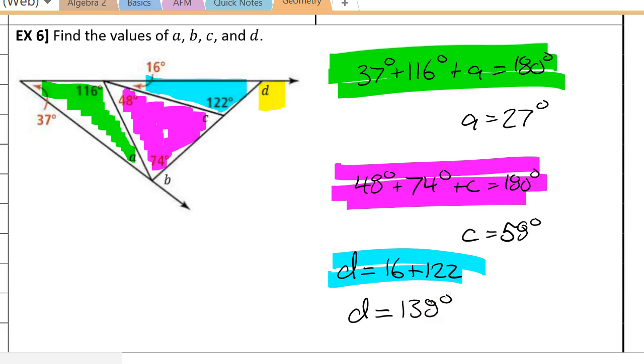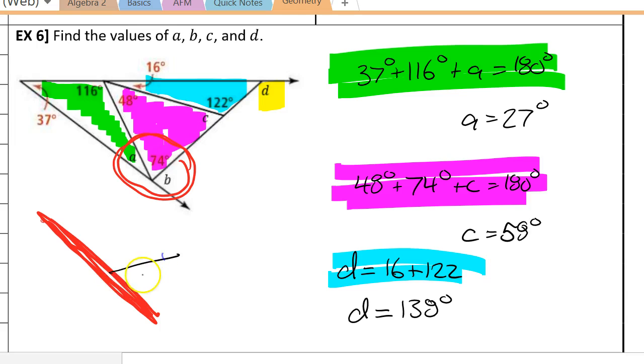To find angle B, I'm instead going to focus on this diagram. I'm going to redraw it for us. We see that we are on a straight line. From that straight line, we have angle B, we have angle 74 degrees, and we have angle A, which we just found to be 27 degrees.